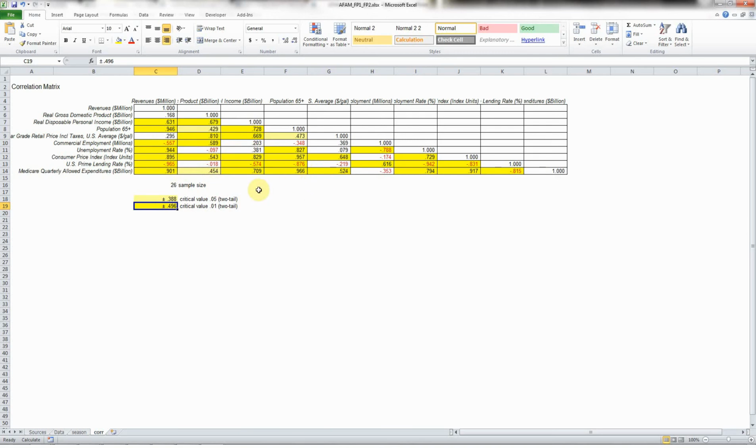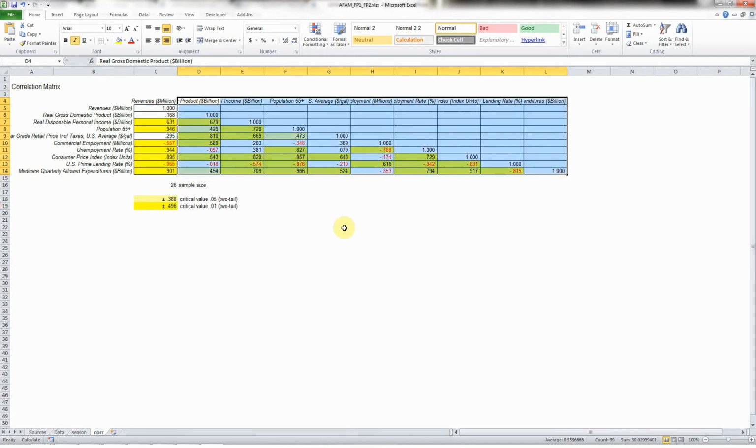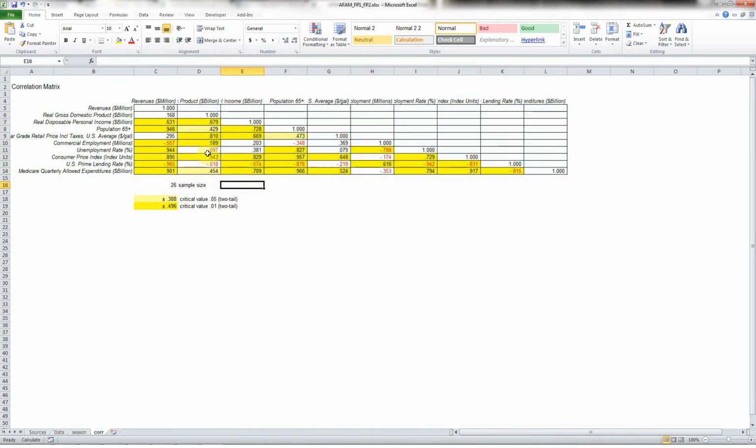Really what we want to watch out for, of course, are the things that are 0.9 and above. Not for revenues, that's our dependent variable, but for all the independent variables, because of multicollinearity issues, we're going to look for things that are 0.9 and above, because those will almost surely cause VIF problems.